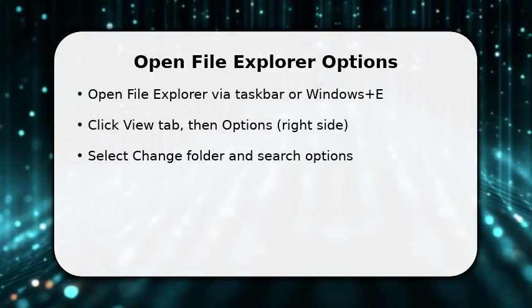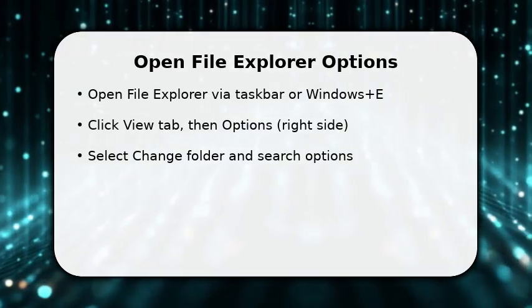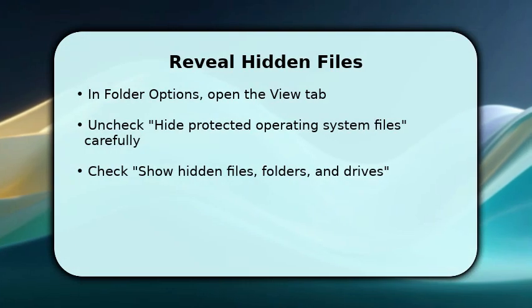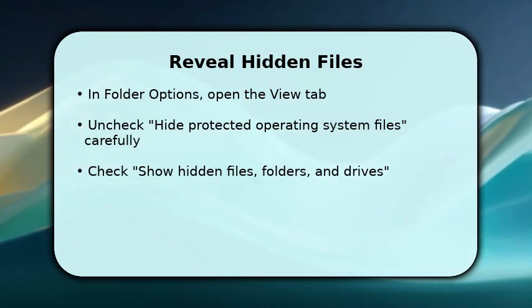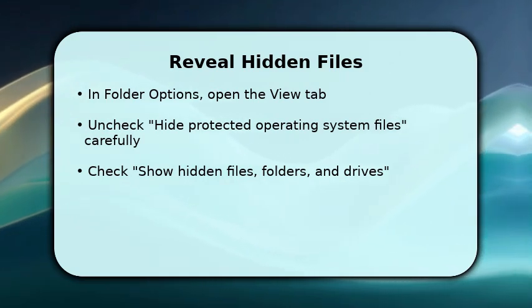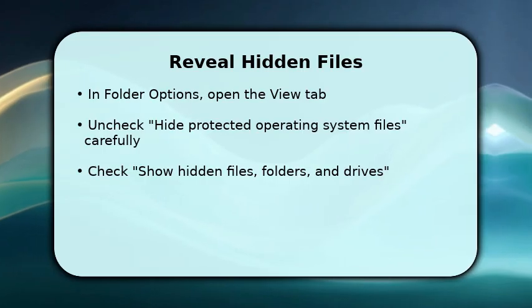Make sure to proceed to the View tab inside Folder Options so you can change a hidden file setting next. Now, in the Folder Options View tab, you'll change Hidden Item controls. First, tick Show Hidden Files, Folders, and Drives so app data becomes visible in your user folder.